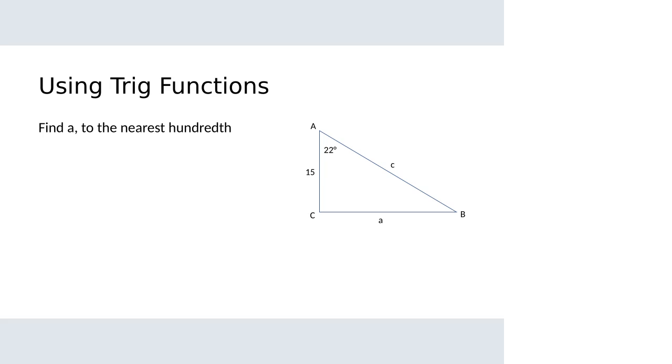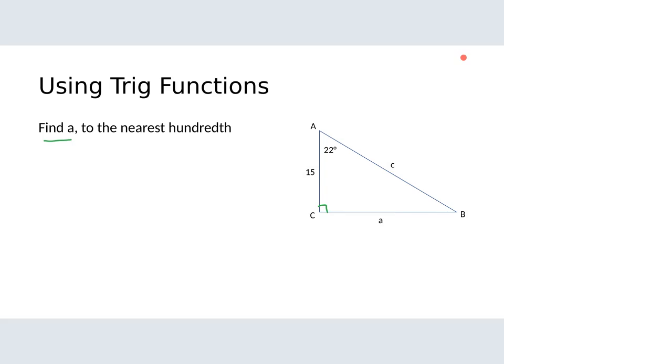Finally, we get to solve a problem using trigonometry. We're given this triangle over here on the right. It's a right triangle. And what we're told to do is find a to the nearest hundredth. My first thought is, hey, right triangle, great. I can use Pythagorean theorem. If I know 2 of the 3 sides, I can find the 3rd side using Pythagorean theorem. Problem is, I only know 1 side. Pythagorean theorem's no good here.